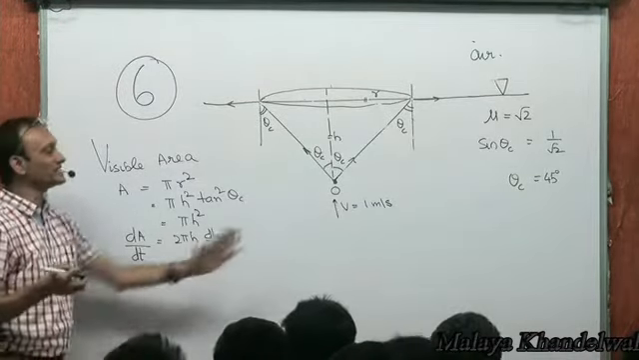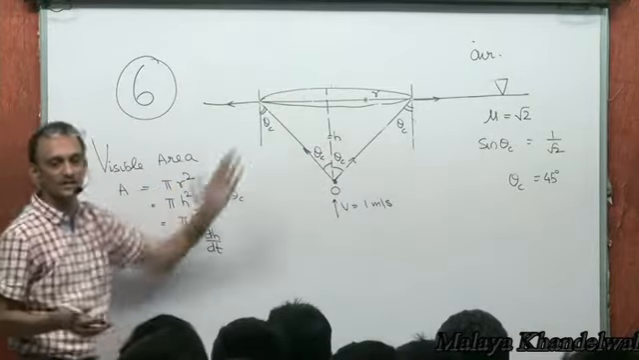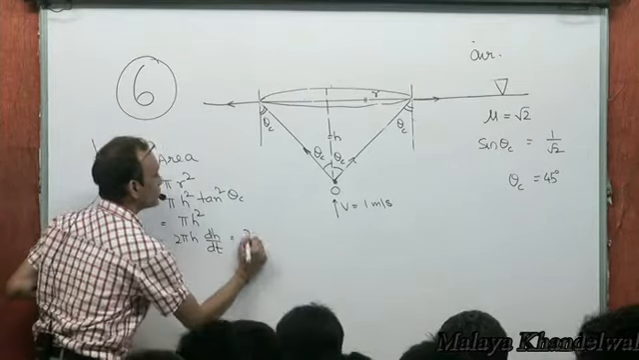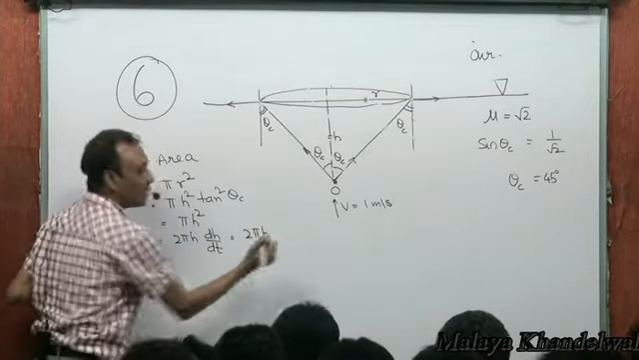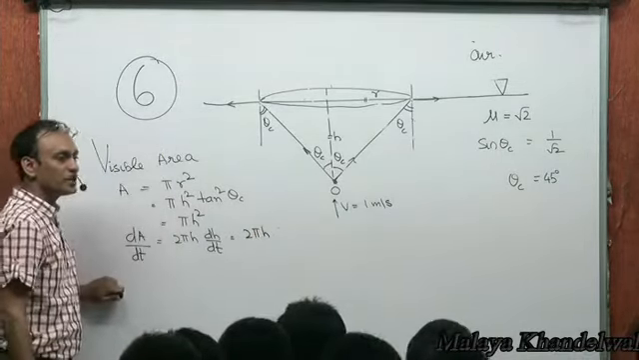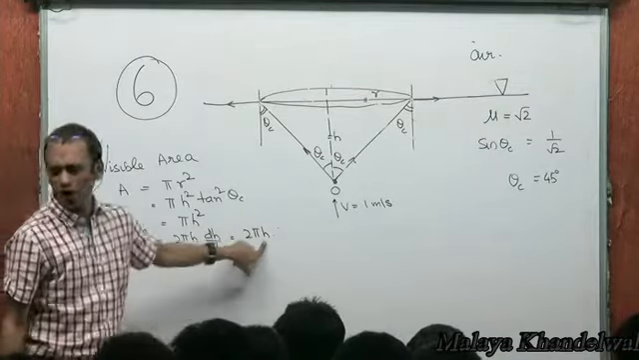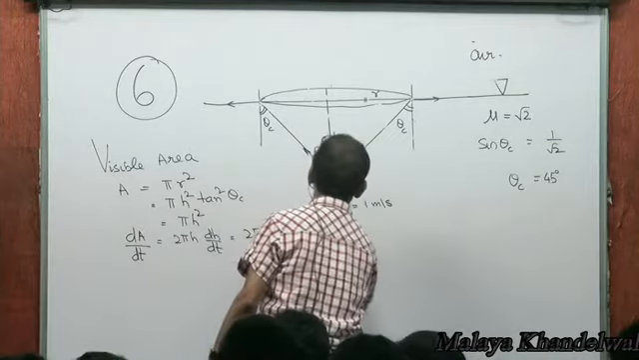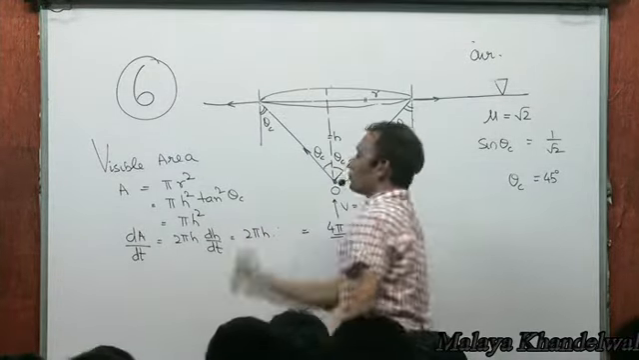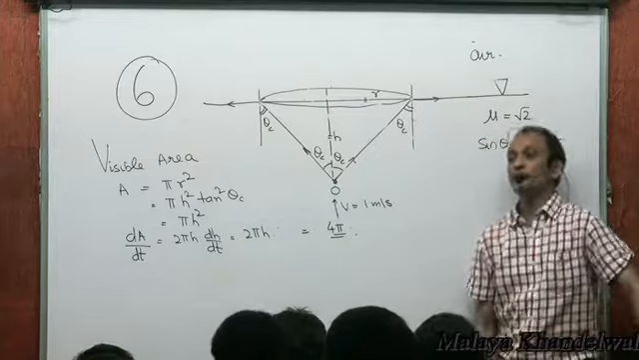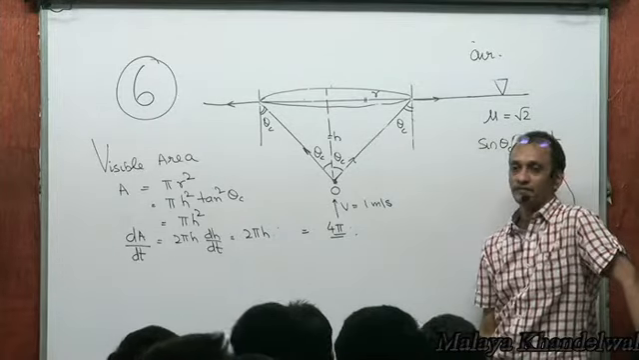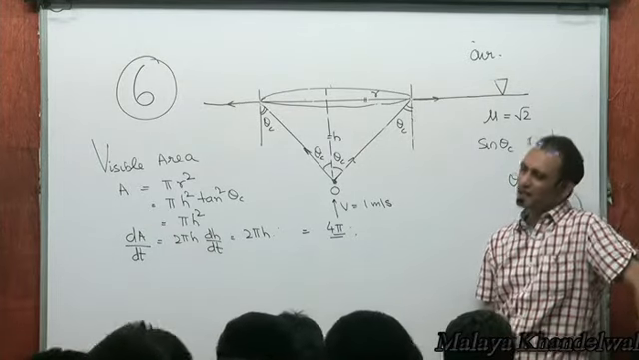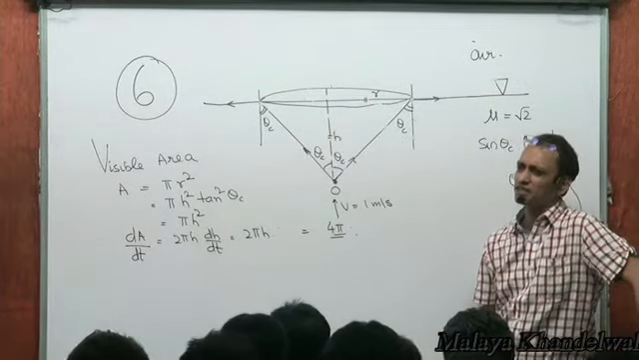dH dt is the velocity of the source upwards, which is in magnitude 1 meter per second. So this would be 2 pi h into 1. dH dt is 1, and at h equal to how much? At h equal to 2, this will become 4 pi. 4 pi meter squared per second is the rate at which the area is visible, minus magnitude of the rate at which area changes.